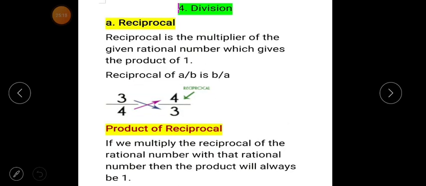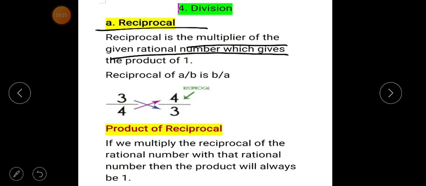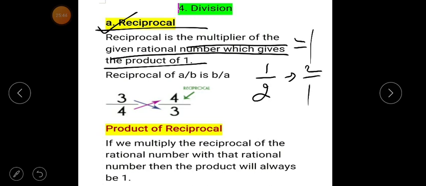Now the fourth is division. First, the reciprocal. What does reciprocal mean? The reciprocal of a rational number is the number which, when multiplied with the given rational number, gives the product 1. So for 1 upon 2, its reciprocal will be 2 upon 1. So here you can simply say that if a upon b is the rational number, then b upon a will be the reciprocal of that particular number.